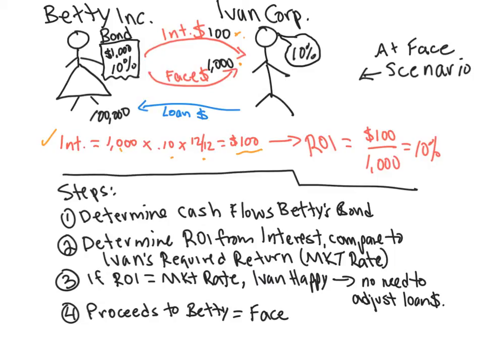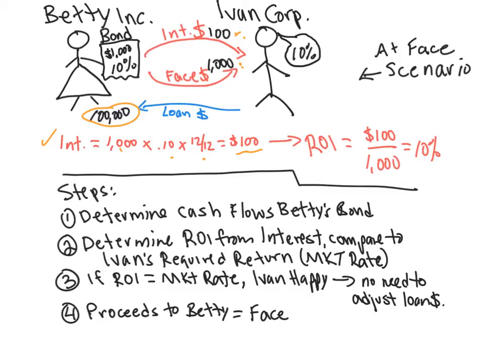And the question is, well, based on these cash flows, what should be the price that the bond should be issued at? And so, what are the proceeds to Betty? Well, it's going to be $1,000 because, as we said before, we already know that in this case, there's no discounting and no premium because the market rate is the same as the contract rate.